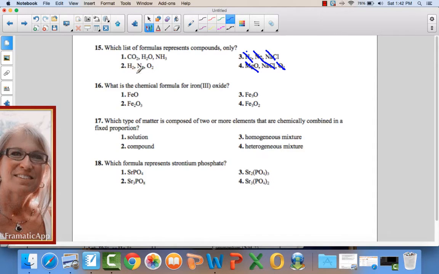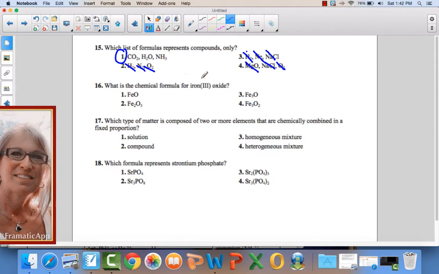H2, N2, and O2 are all Brinkelhoff gases, and they are not compounds. They are diatomic elements. So that's not it. Here we have carbon dioxide, water, and ammonia. All 3 are compounds.